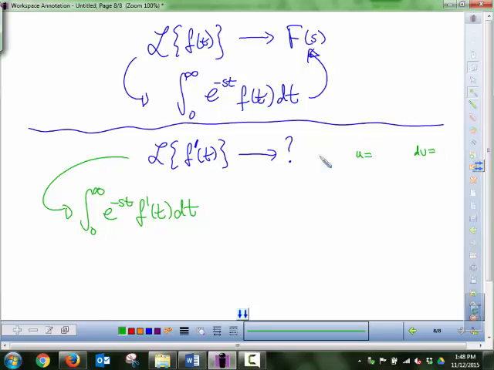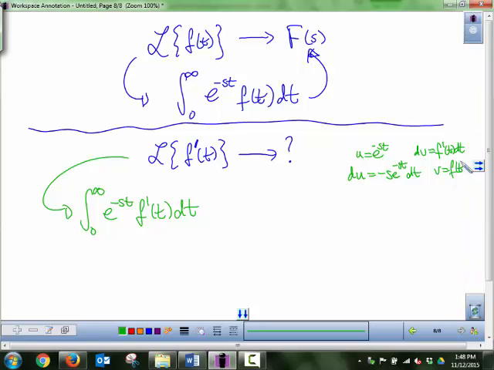Let's see. If I let e to the negative st be the u function, and dv would be f prime of t dt, then du is going to be, wait, this has a negative, right? So du would be negative s e to the negative st dt, and then v is equal to what? Just the antiderivative of f prime, which is just f of t. That's looking good for me, I think.